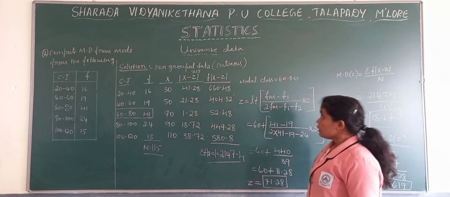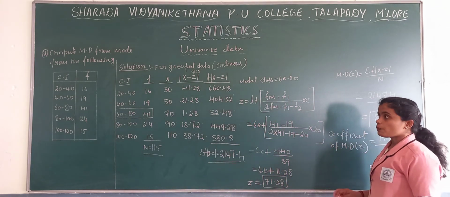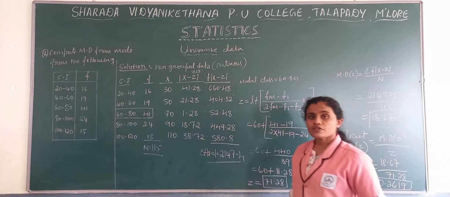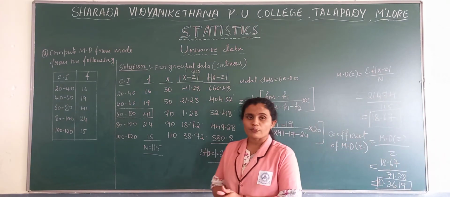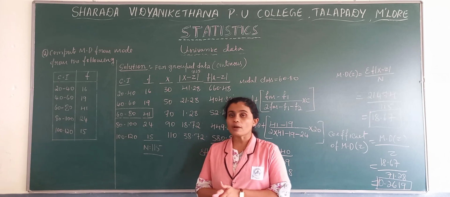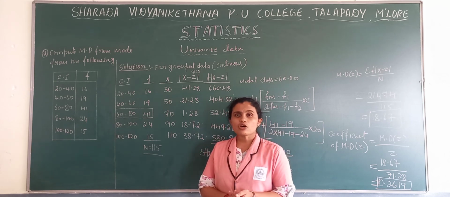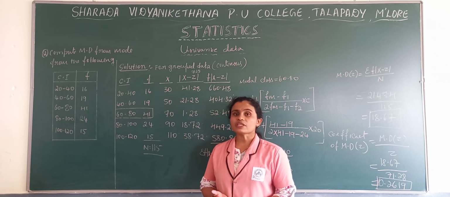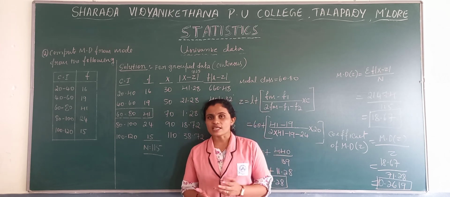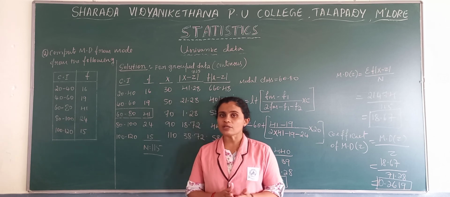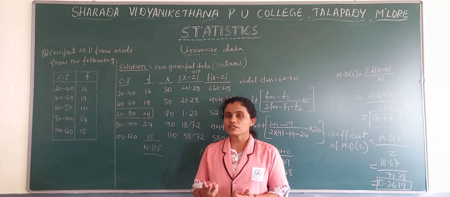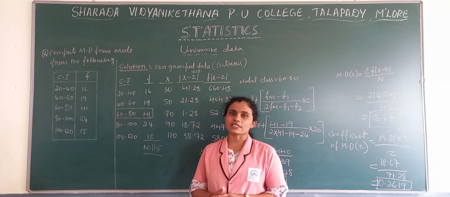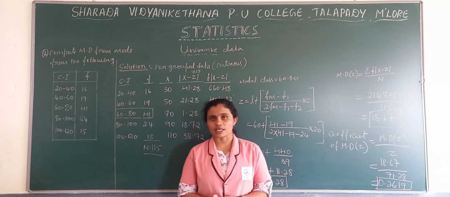So with this we completed the topic of mean deviation from mode, and we also completed mean deviation from median and mean deviation from mode. We are discussing measures of dispersion. There we completed three measures: range, quartile deviation and mean deviation, in case of mean deviation, mean, median and mode. Now the last measure remaining is standard deviation. That we will see in the next session.